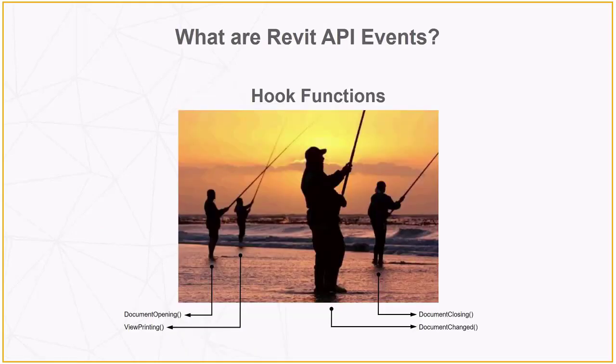So what are API events? An event is really an Autodesk term, a Revit term. It's really called a hook function in a lot of other software terminology. And an event or a hook function is really a way to know when an action happens in Revit. And when that action happens, you can do something.